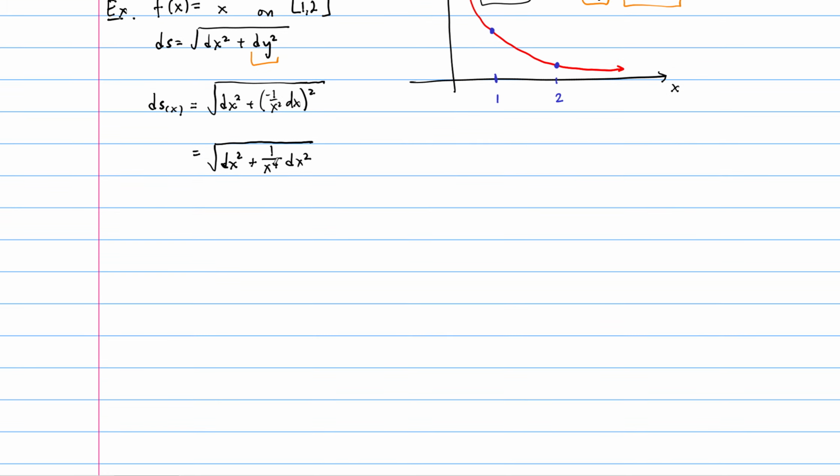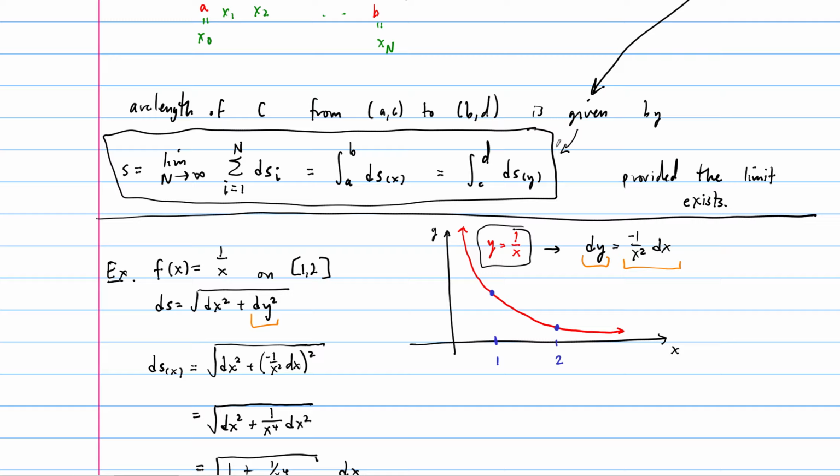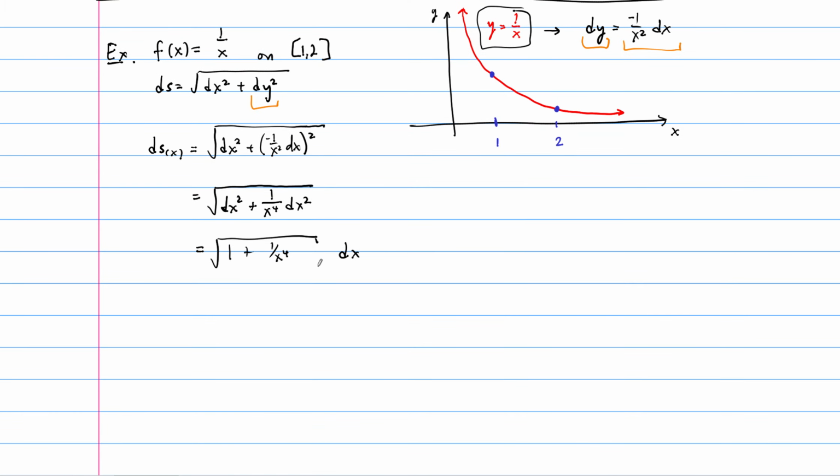And then we can factor out this dx squared. So this integrand can now become the square root of 1 plus 1 over x to the 4th. And when the dx squared comes out, the square root cancels it, because dx is a small positive change in x, right? And so there we go.